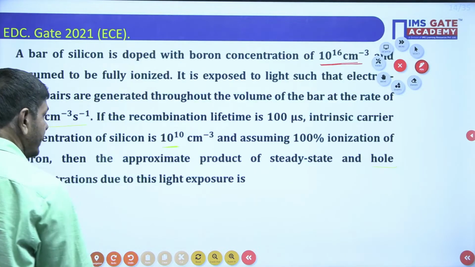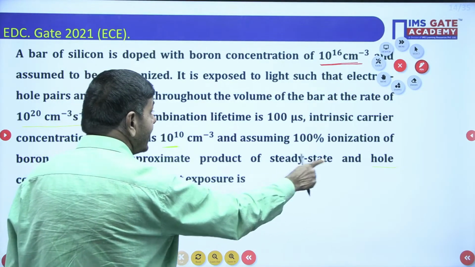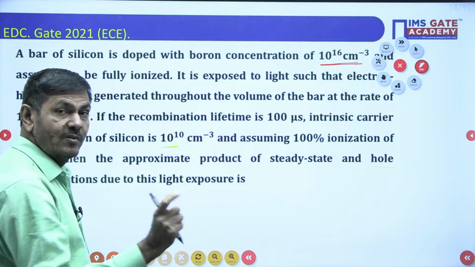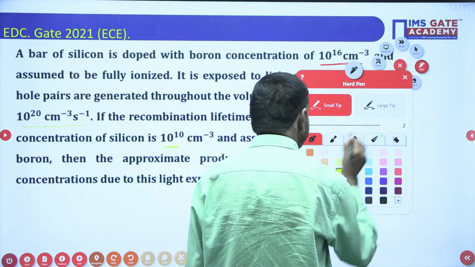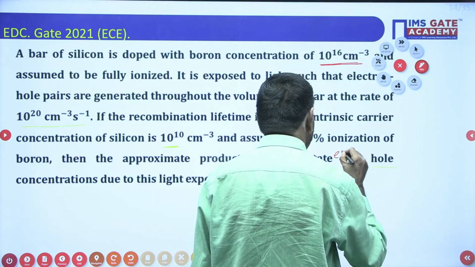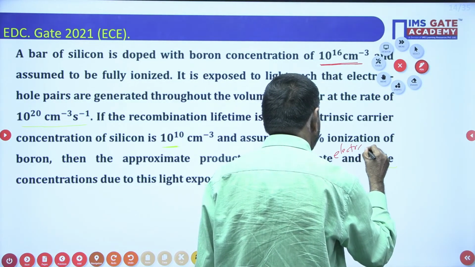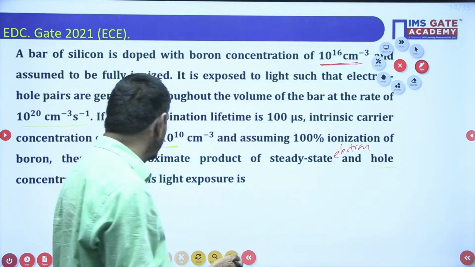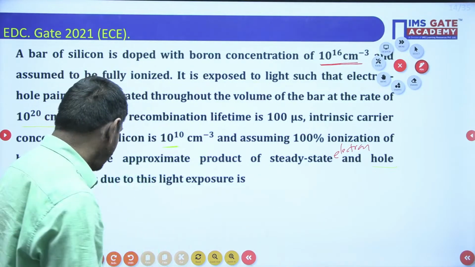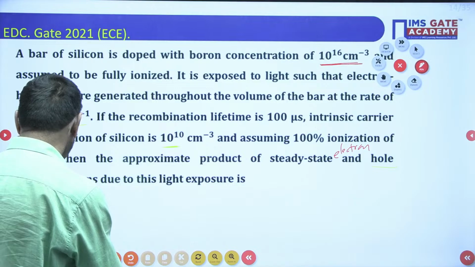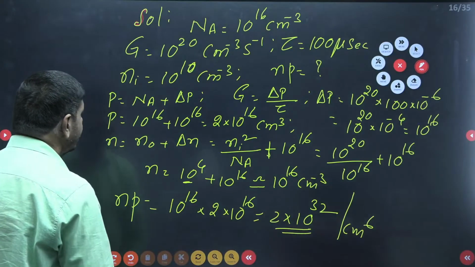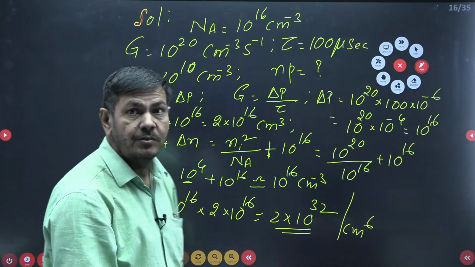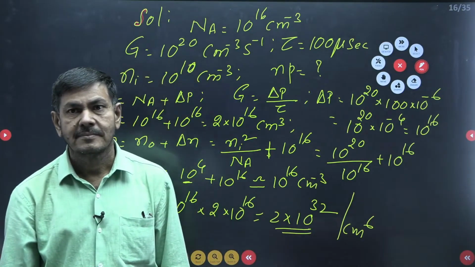In the question, the steady state electron and hole concentration due to the light exposure is what is asked. These are the kinds of questions asked in GATE. Understand my point now? I think you followed. Thank you.